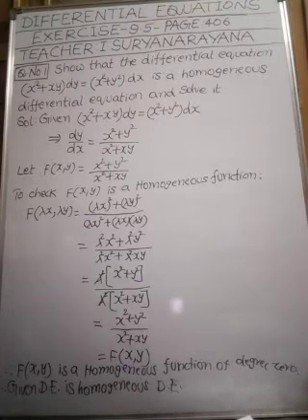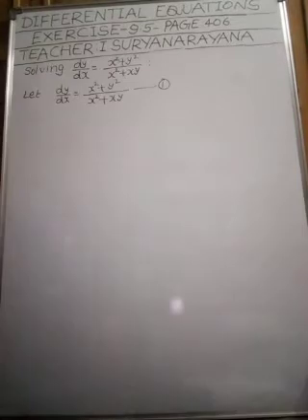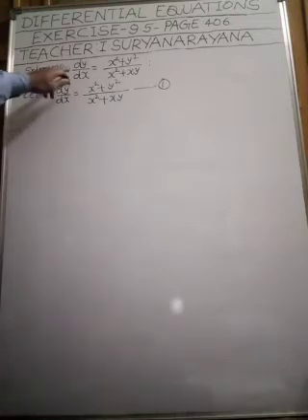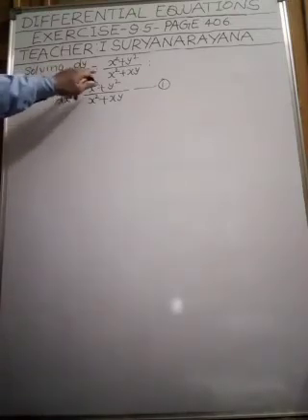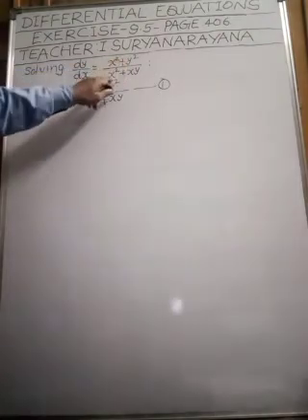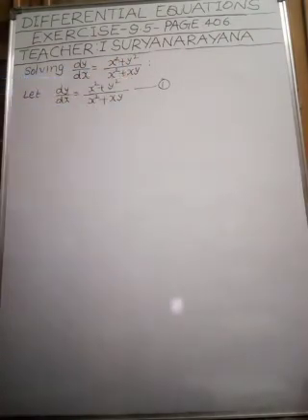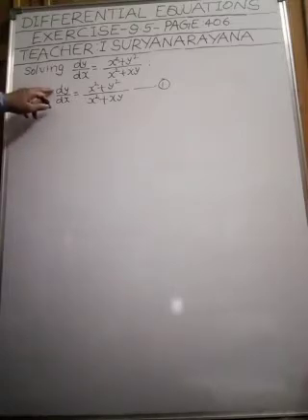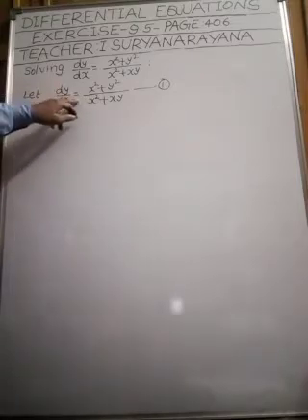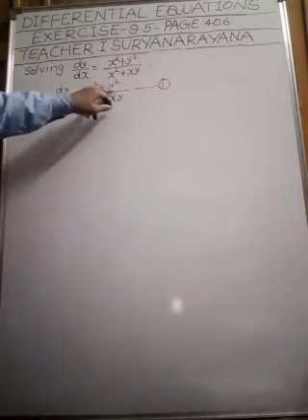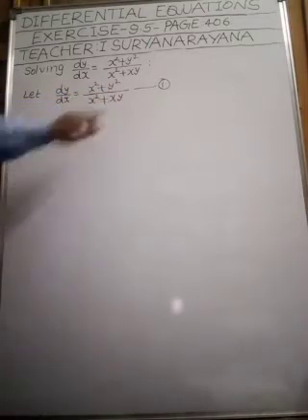Okay, my children? Right. Now the second part, we have to solve it. Now come to the second part of the question. Solving dy by dx is equal to x square plus y square by x square plus xy. Okay, my children. Right. Now let us assume that dy by dx is equal to x square plus y square by x square plus xy.